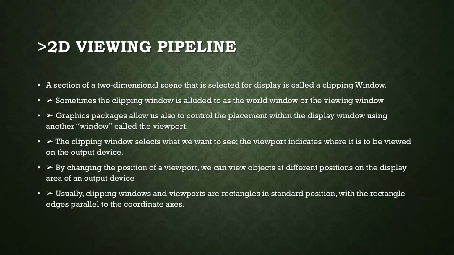So the 2D viewing pipeline is nothing but the two-dimensional viewing pipeline, where the two-dimensional scene that is selected for display is called the clipping window, and the viewport is what the graphic packages use to allow us to control the placement within the display window.